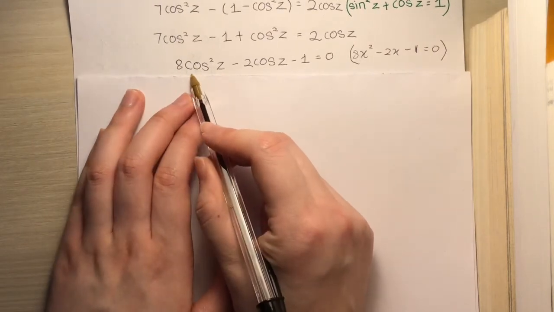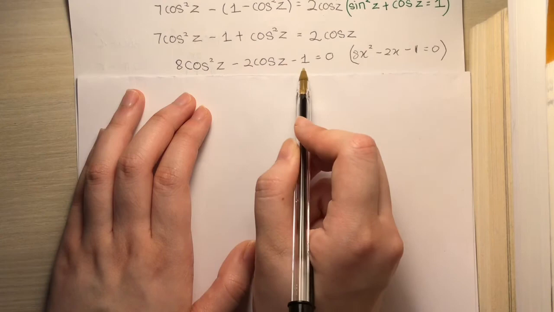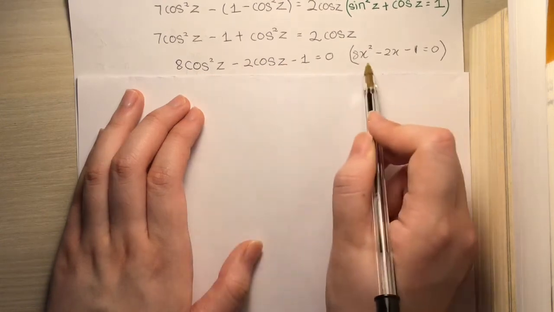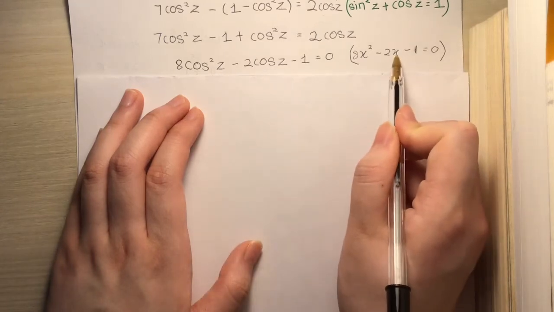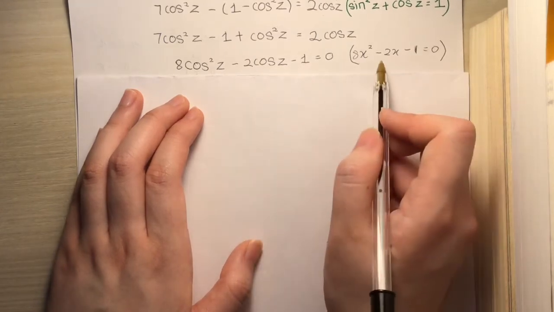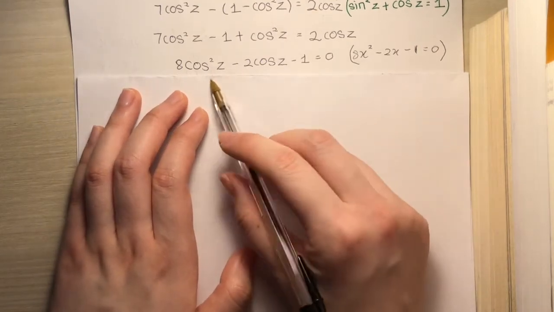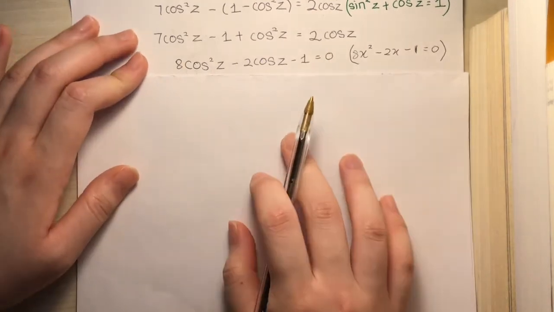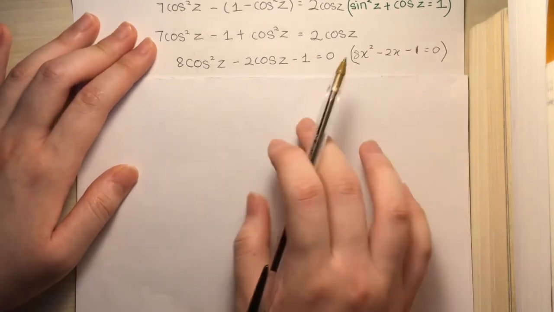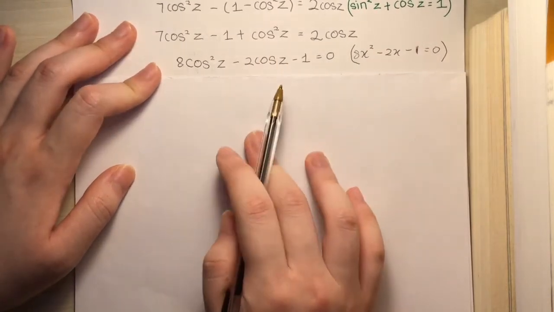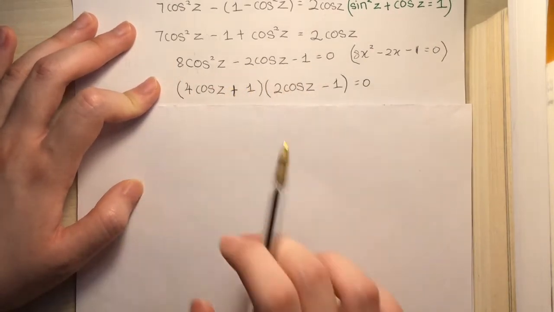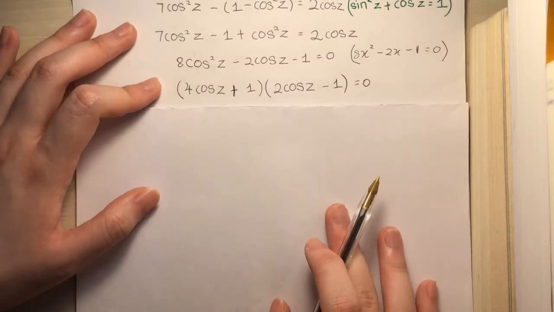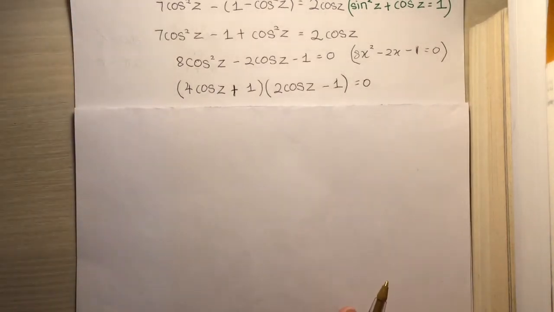Notice that 8 cos squared z minus 2 cos z minus 1 equals 0 is really similar to this form. It's basically a quadratic equation, except that the x here is being replaced by cos z. So after you have recognized that this is just a quadratic equation, you don't have to write this down, by the way. If you know this is a quadratic equation, you can start factorizing this entire equation this way. If you need help with factorization, I will make another video on it. Just let me know by commenting at the bottom.